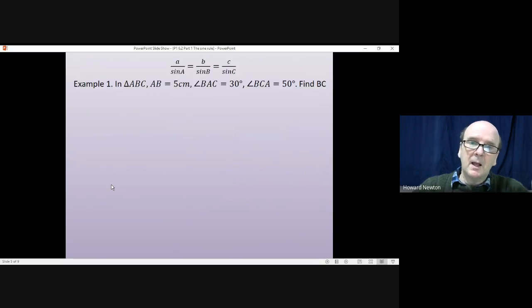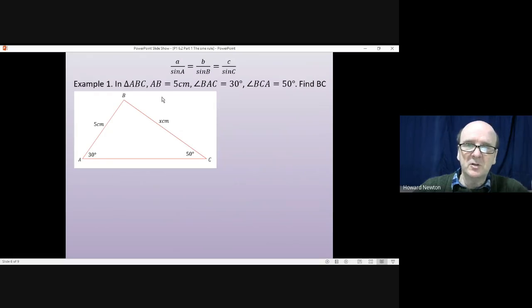Okay, so the first thing we need to do is a quick sketch. Well, that would be a sketch of the triangle. AB is 5 centimeters. Angle BAC is angle A, and angle BCA is angle C. So angle A is 30, angle C is 50, and we've called side BC x. That's the side we've been asked to find.